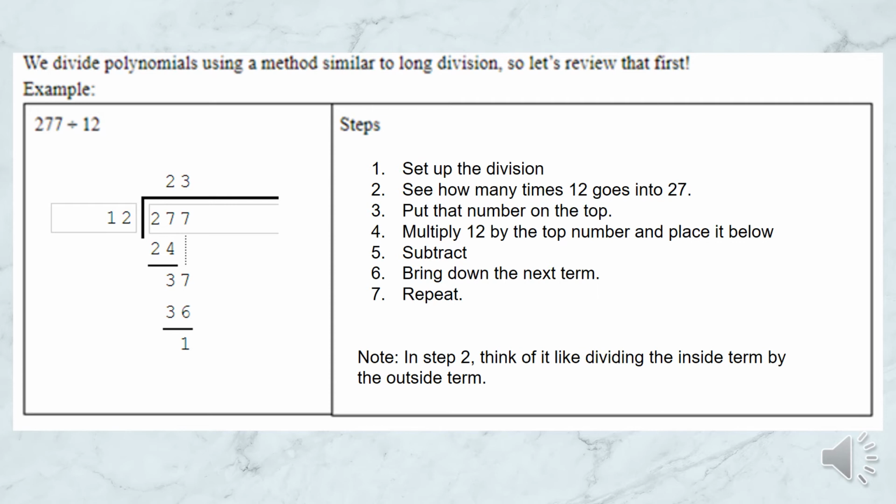How many times does 12 go into 37? The answer is 3. So I get 3 times 12, which is 36. I subtract and I get 1. So 277 divided by 12 is 23 with a remainder of 1. When you ask yourself how many times the outside number goes into the inside number, think about it like division. If I were to divide 27 by 12, what whole number would I get? I would get a whole number of 2. So that's the number that goes on top.